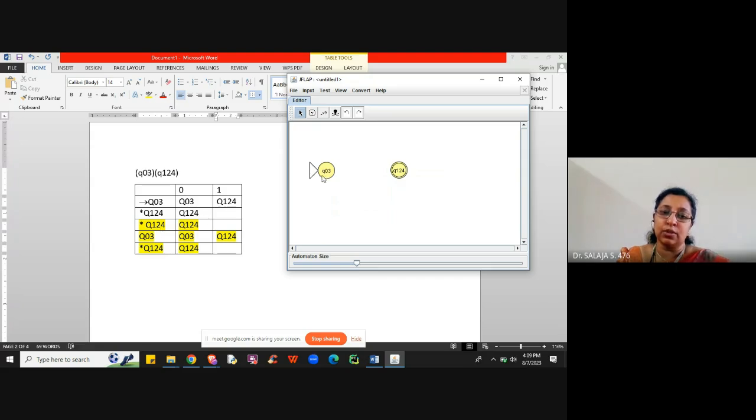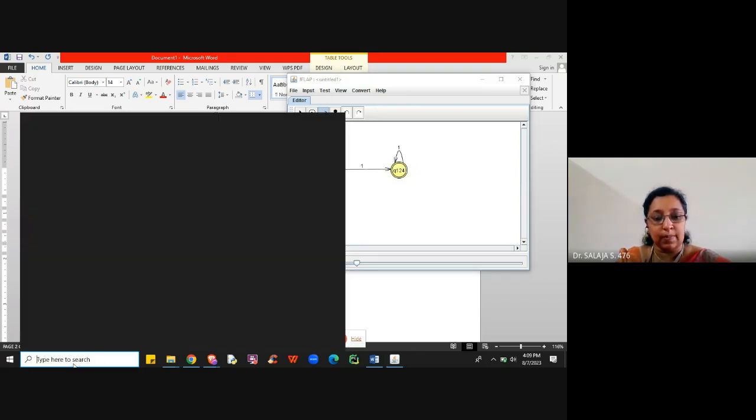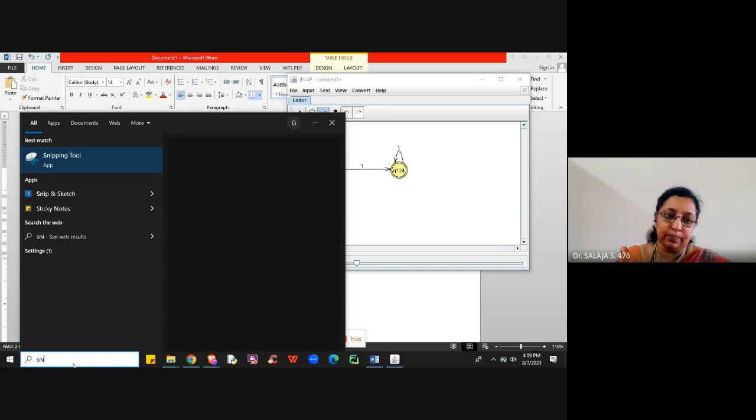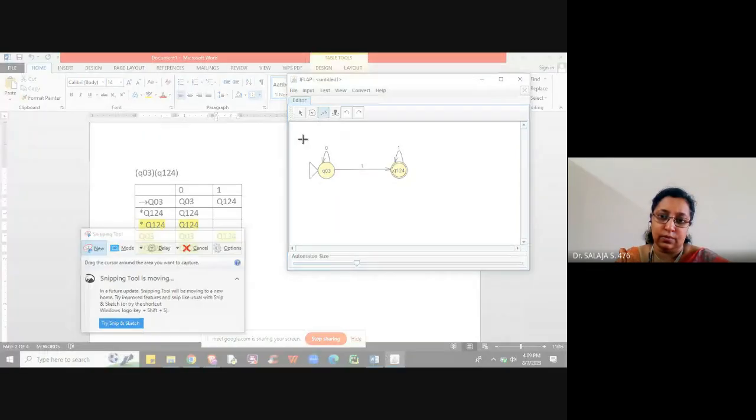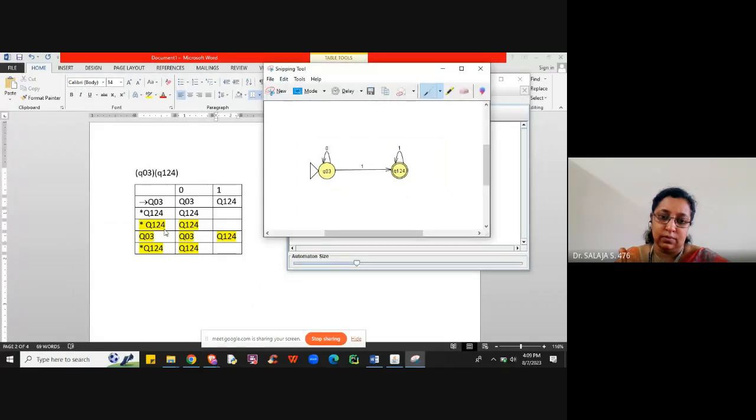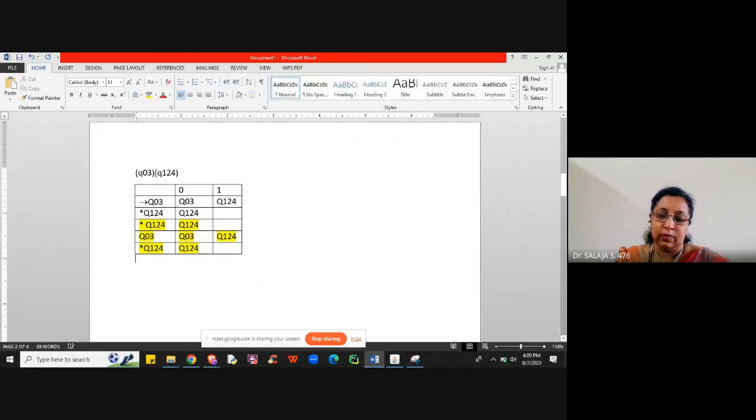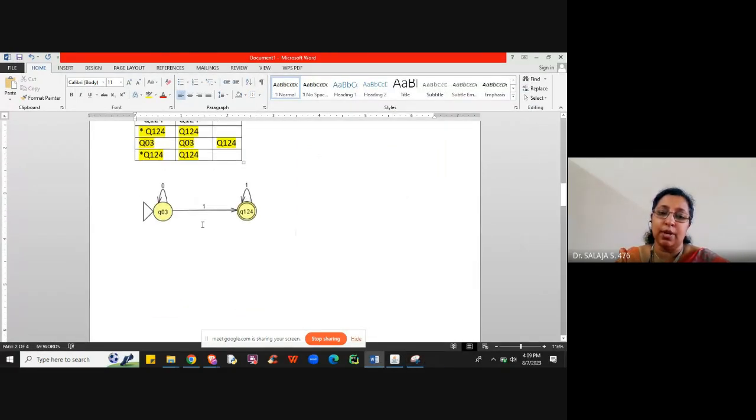From Q03 on 0, it moves to itself, and on 1, it moves to the next state Q124. On 1, Q124 moves to Q124 itself. So this becomes the minimized DFA. Fine, this is how you get a minimized DFA.